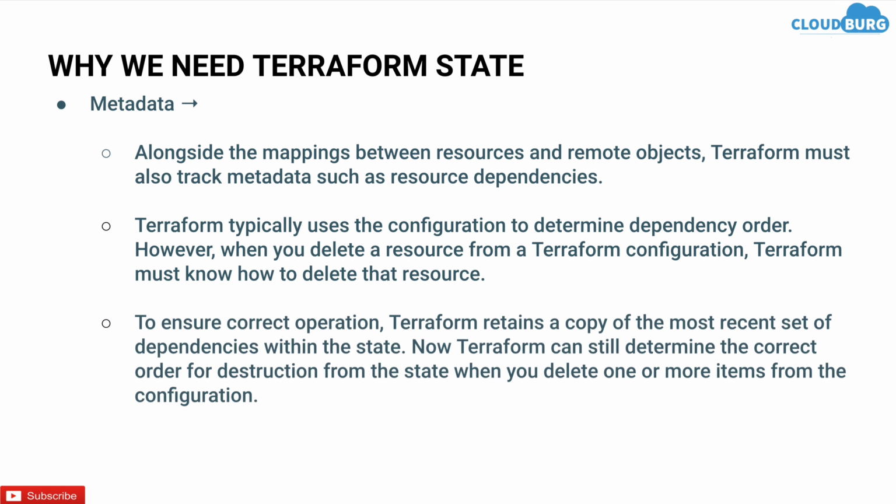To ensure correct operation, Terraform retains a copy of the most recent set of dependencies within the state. Now, Terraform can still determine the correct order of destruction from the state when you delete one or more items from the configuration. So, as Terraform creates one state file, it also creates one backup file. So, suppose you have deleted some resources, then Terraform will know how to delete other resources which are dependent on it using the backup file.